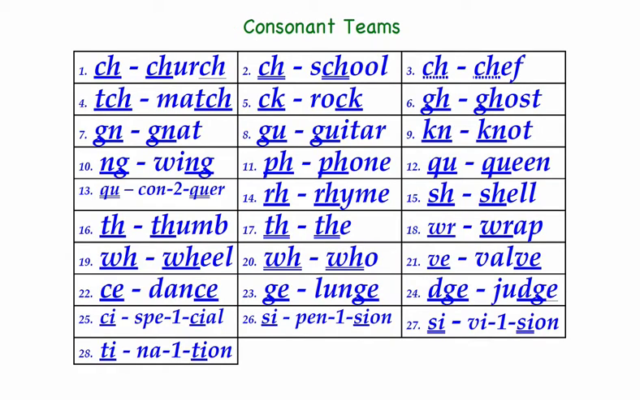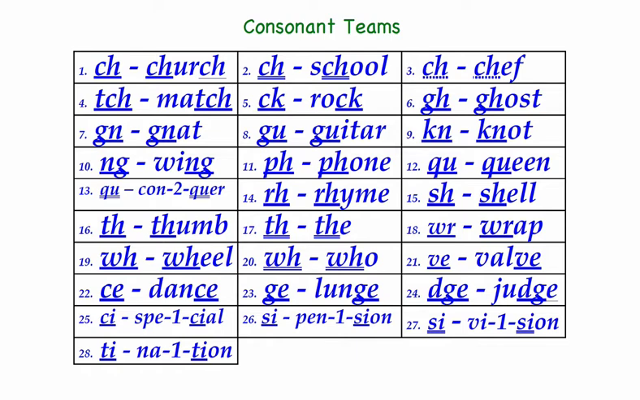Here is a list of the consonant teams that we have learned throughout the entire program. Let me review them for you now. CH represents the sound CH, as in church. The second sound for CH is K, as in school. The third sound for CH is SH, as in chef. Remember to draw a dotted underline under CH when it represents its third sound. TCH represents the same sound as CH, but it must always have a short vowel directly in front of it, as in the word match.